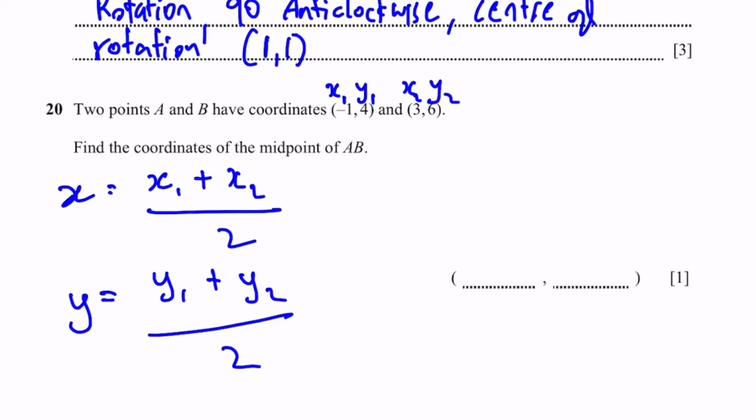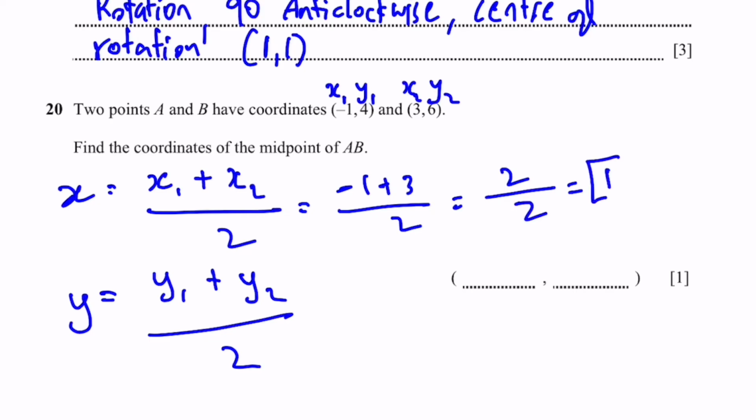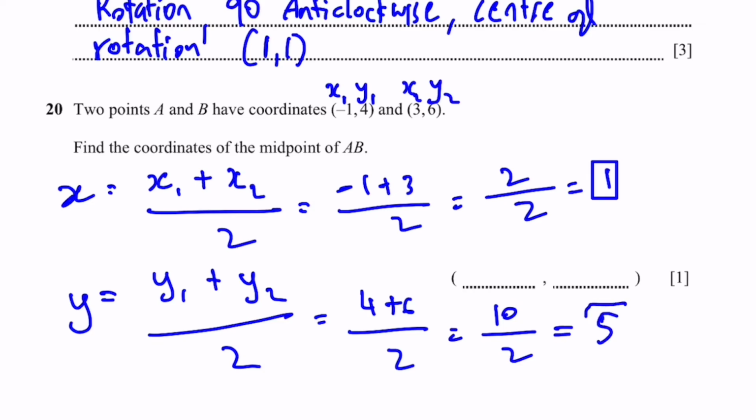We can simply substitute this in. So we have -1 plus 3 divided by 2, which is 2 by 2, which is 1. That's the x value. Now the y value is 4 plus 6 divided by 2, which is equal to 10 by 2 equal to 5. That's the y value. And we can just write down here, and that's the answer.